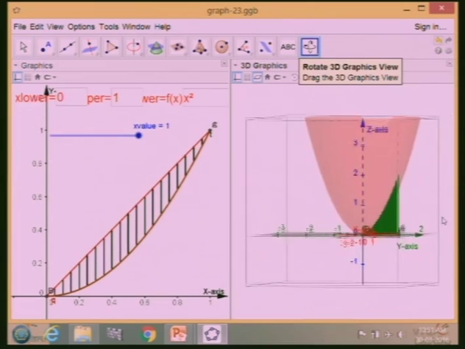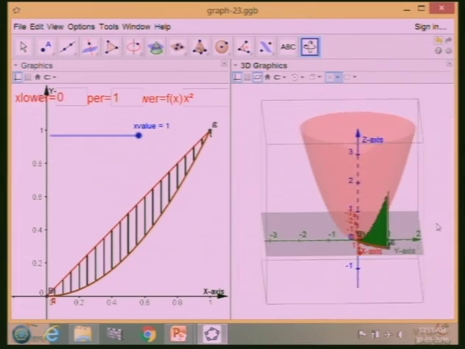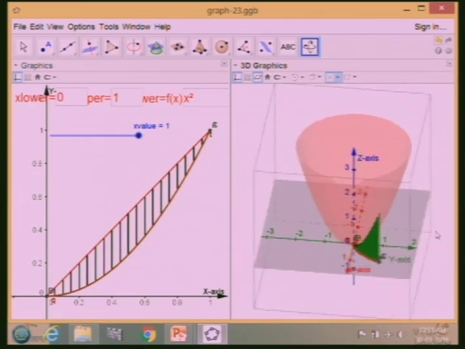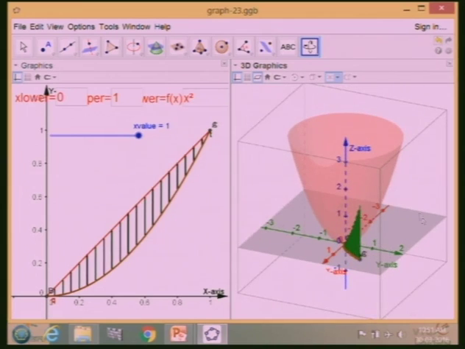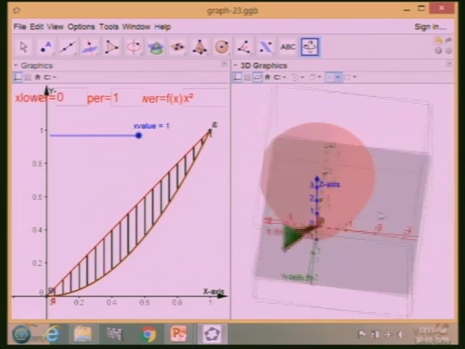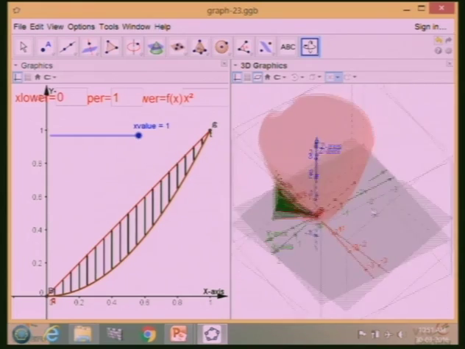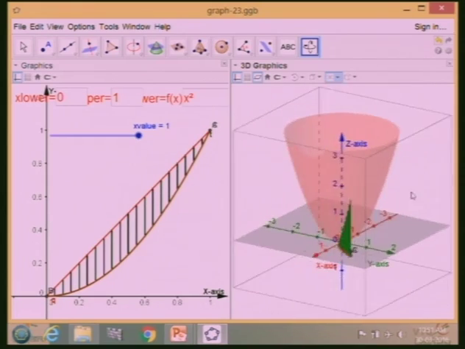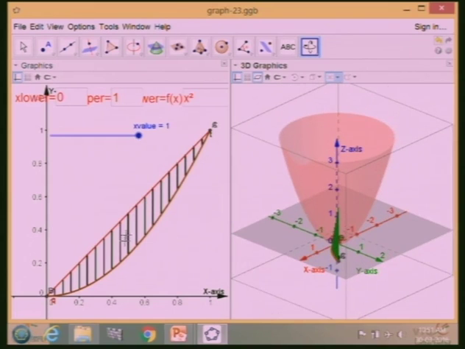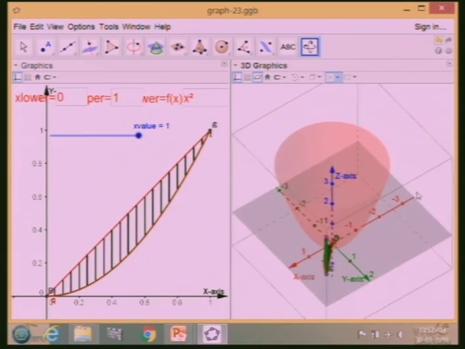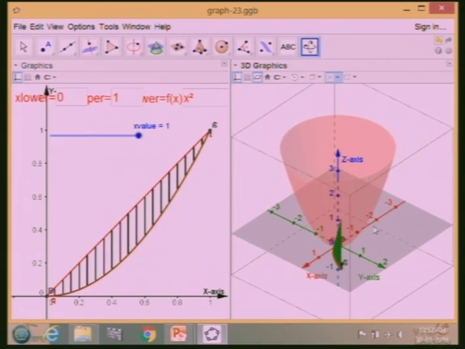Under the surface z is equal to x square plus y square, above the region bounded by the line and the parabola, between x equal to 0 and x equal to 1, that green color is the solid that gives the volume. It lies above the region bounded by the two curves and below the given surface. So that is the interpretation of the volume you can understand by seeing this 3-dimensional graph.